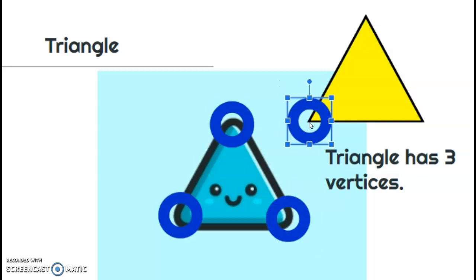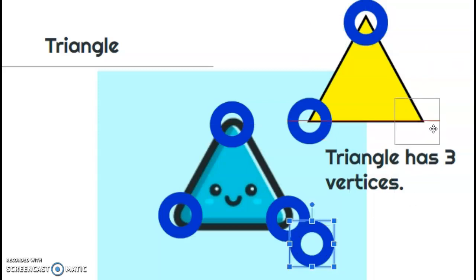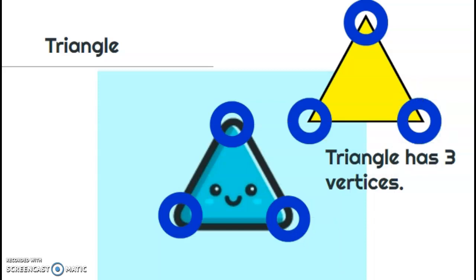We're going to use our yellow triangle to look at the corners again. We have a point right here, so that's a corner or a vertice. 1, 2, and we have one more right here where two lines meet. So we have 3 vertices. A triangle has 3 vertices.